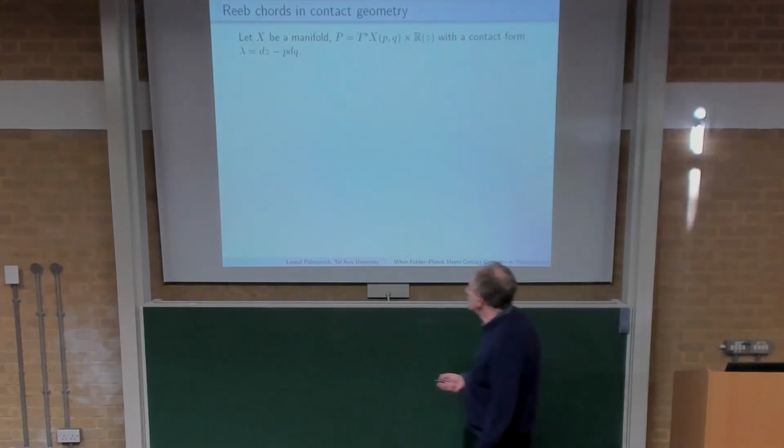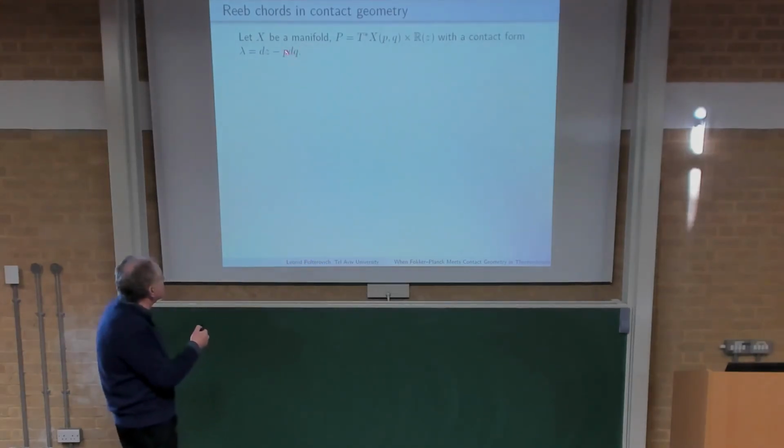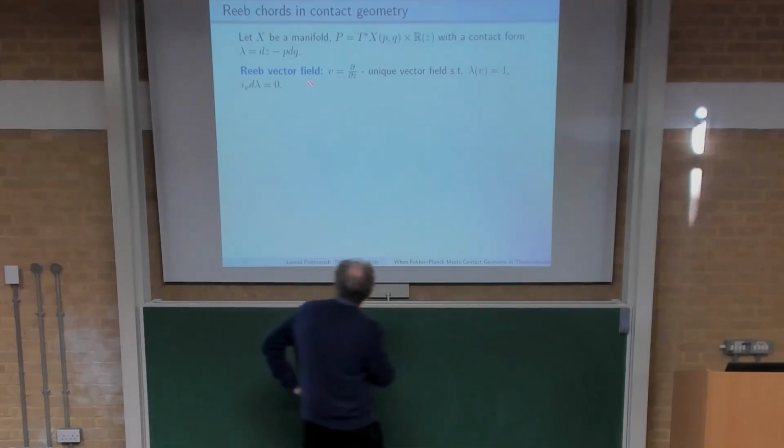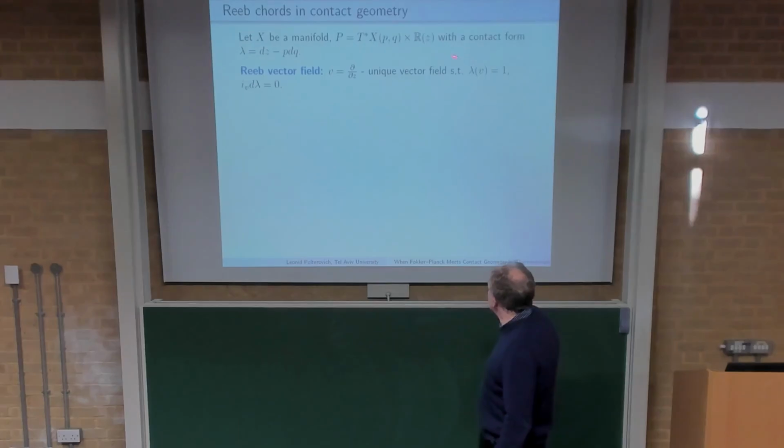So now let me say a word about contact geometry. I will use slightly more general settings. We have a manifold, and the contact manifold is T star X with canonical coordinates p, q, times R of z, with the contact form dz minus p dq. It's called the first jet space. And the Reeb vector field in this situation is just the vertical vector field. It is defined by the relations lambda of v equals 1 and i_v d lambda equals 0, but you should not worry about this.